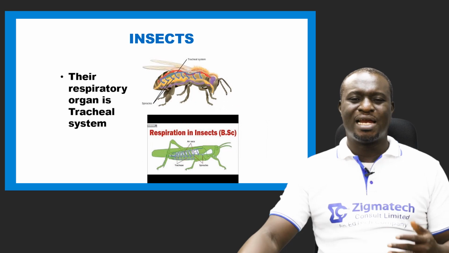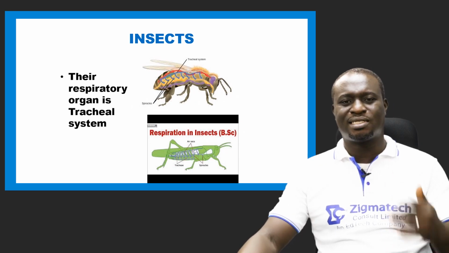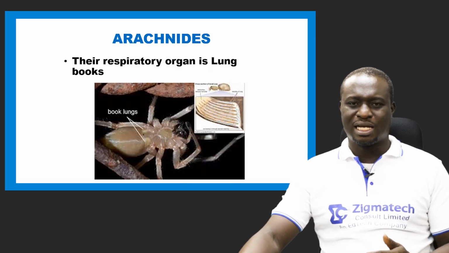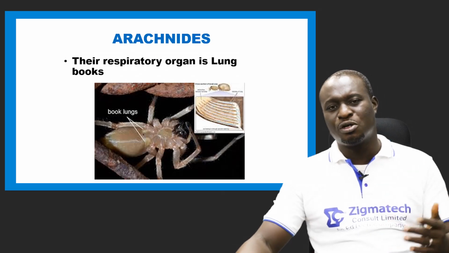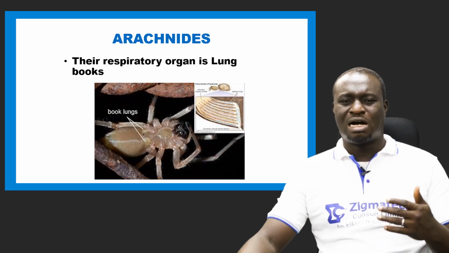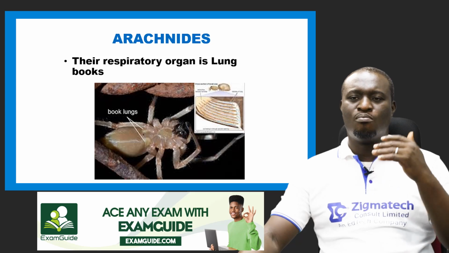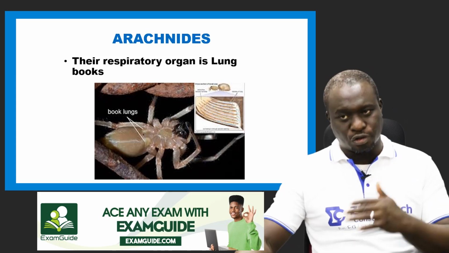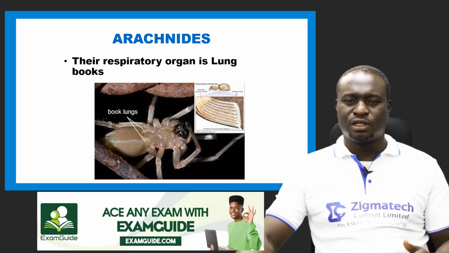We also have in insects, the respiratory organ of insects is the tracheal system. Also for arachnids, examples of arachnids are the spiders, the scorpions, and the ticks. They fall under arachnids. Their respiratory organ, mostly the spider, is the long book. In some books you also see it as book lungs. Whichever way, long book or book lungs is still correct.